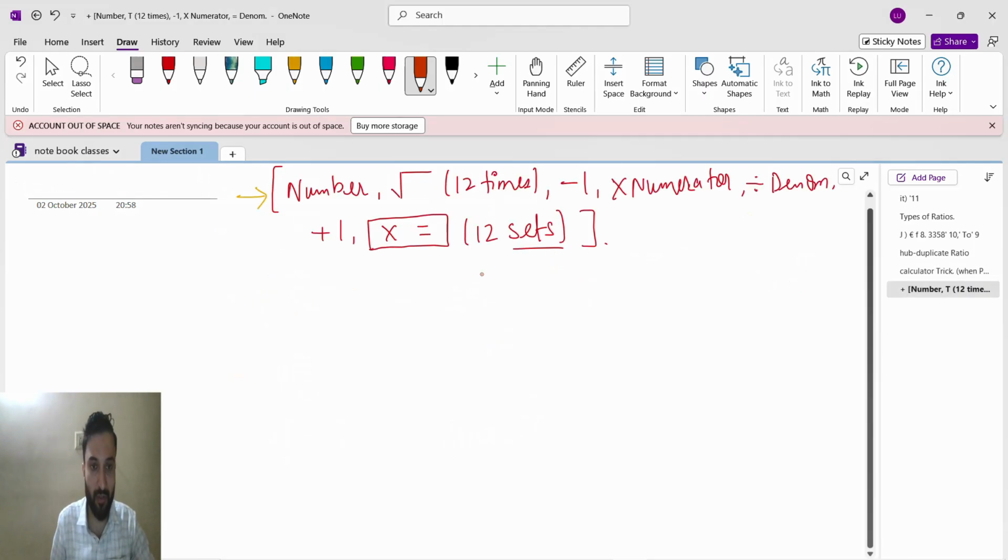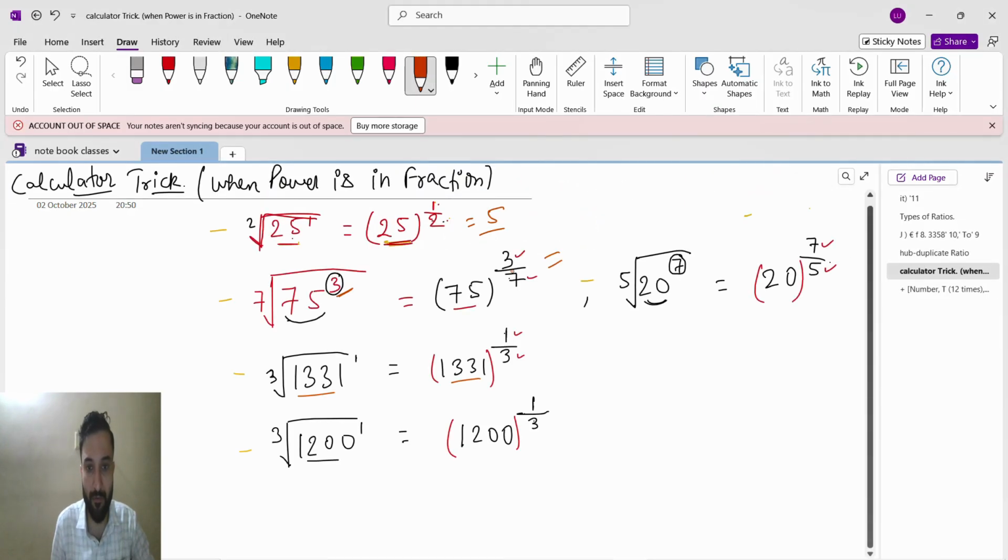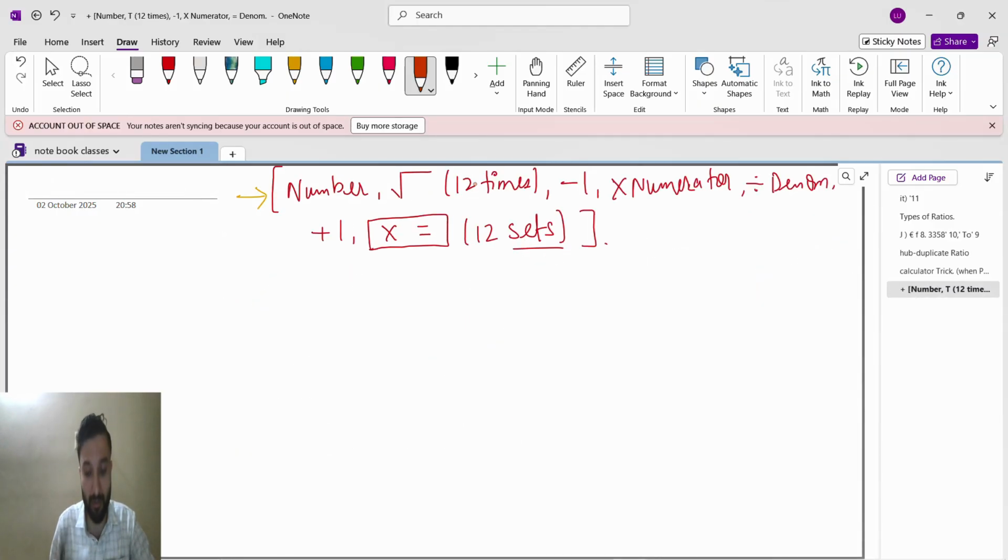Okay, so first we have to type the number. So we are doing 75 power 3 by 7. So what is the number? 75. I will press the number 75. Then after that, the square root button, you have to press 12 times. This is a square root button, we have to press 12 times.